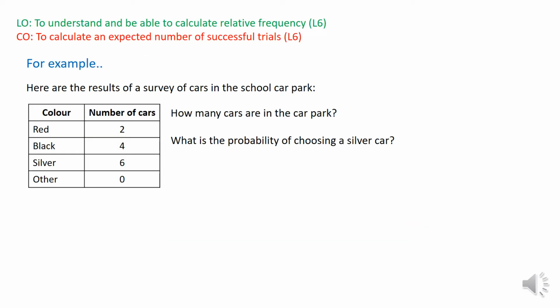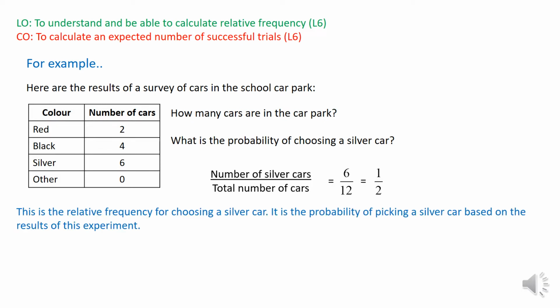So let's have a look at an example. So we've got a table here of cars in the school car park. So we've got how many cars are in the car park, what is the probability of choosing a silver car. So how many cars are in the car park, we look at how many of each colour there are. So we've got 2 red, 4 black and 6 silver, so we've got 12 altogether. What is the probability of choosing a silver car? Well, 6 out of the 12 are silver, so that means 6 out of 12 is our probability of choosing a silver one.